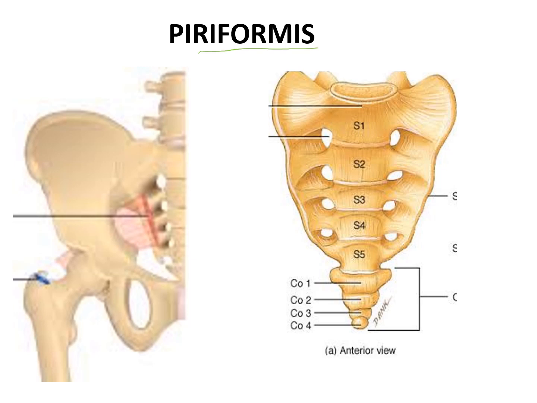Piriformis takes its origin from the sacrum bone, from the bony bars in between the anterior sacral foramina and also the part of bone on the lateral side of the anterior sacral foramina. After taking origin, this muscle passes laterally. It passes through this greater sciatic foramen. It exits the pelvis and it gets attached to the apex of the greater trochanter of the femur.